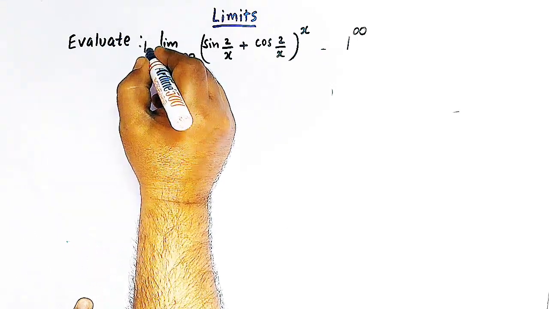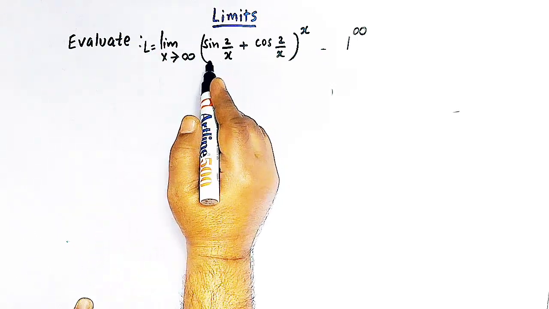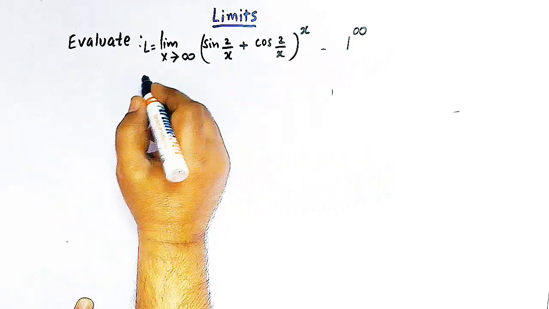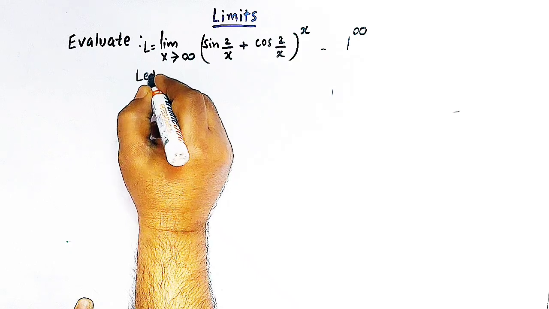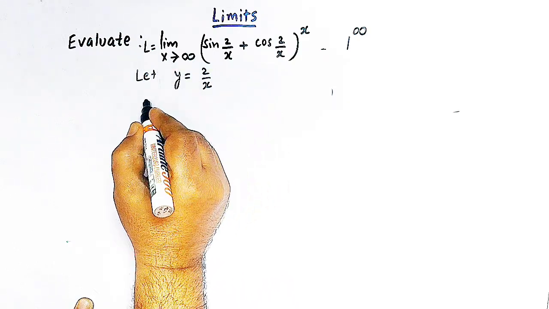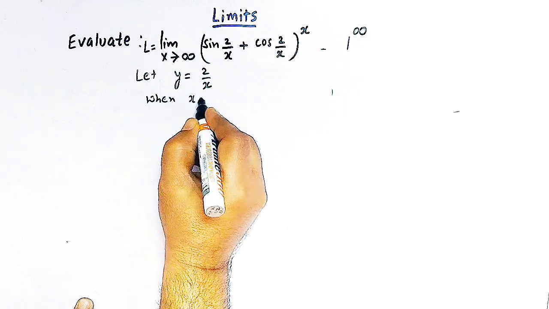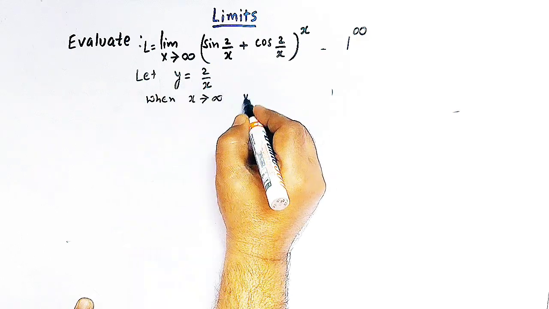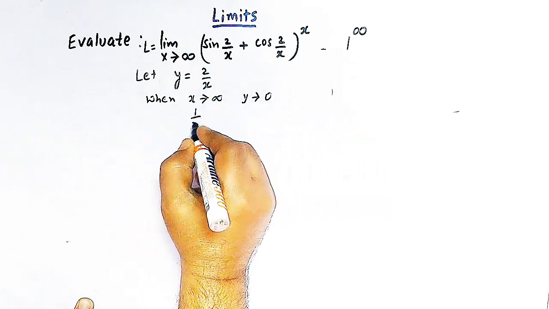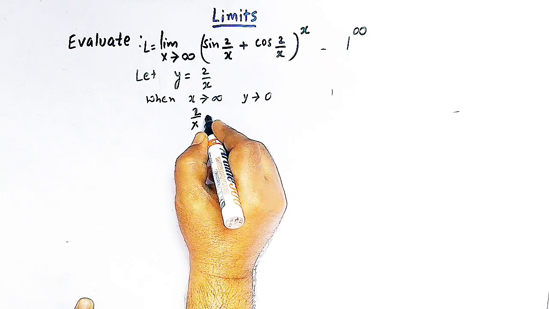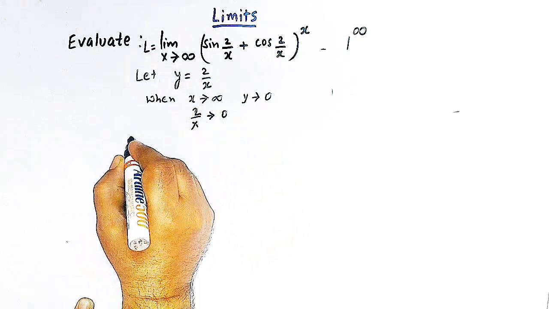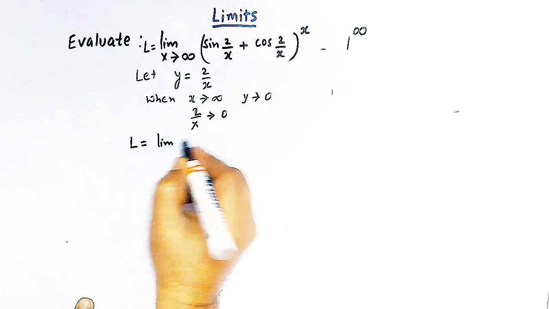So let us call the value of this limit L, and in order to reduce it into this form, let us make the substitution y = 2/x, because when x tends to infinity, then y tends to 0, since 1 over x or 2 over x tends to 0, right? So now this limit L can be written in terms of y.